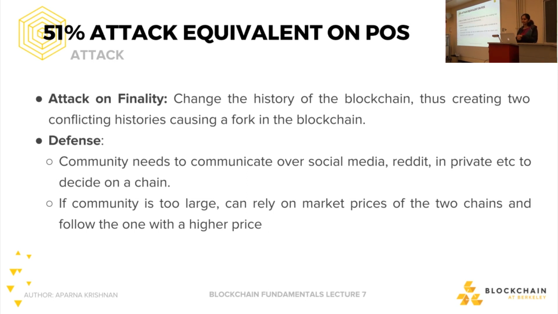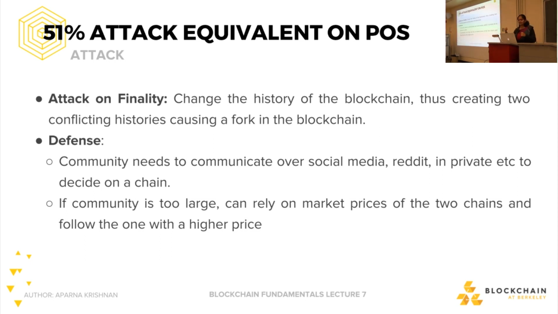Okay, so let's now talk about what an equivalent to the 51% attack in Bitcoin would look like in proof of stake. So the most benign kind of attack is an attack on finality. Finality basically means if Gloria created this block and she added it to the blockchain, you don't want it to be unfinalized. You want the blockchain to be immutable. If someone's trying to change the history of the blockchain, that is an attack on finality.